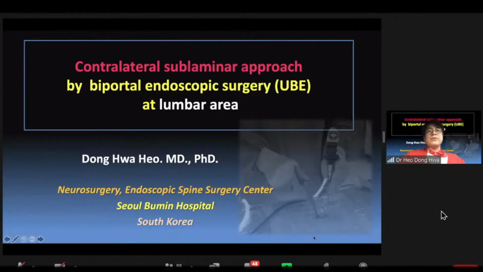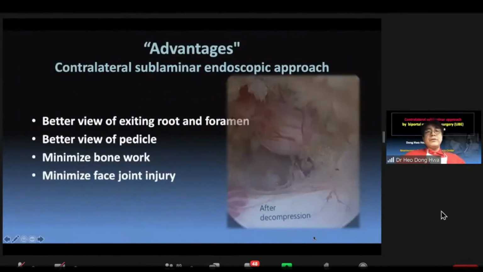Today my topic is the contralateral sublaminar approach using the biportal endoscopic approach for lumbar pathologic regions. The advantages of the contralateral approach are, first, a better view of the exiting root and foramen. With the better view we can clearly see the medial border of the pedicle, and we can reduce the bone work during the interlaminar approach, and we can minimize facet joint injury during the posterior endoscopic approaches.